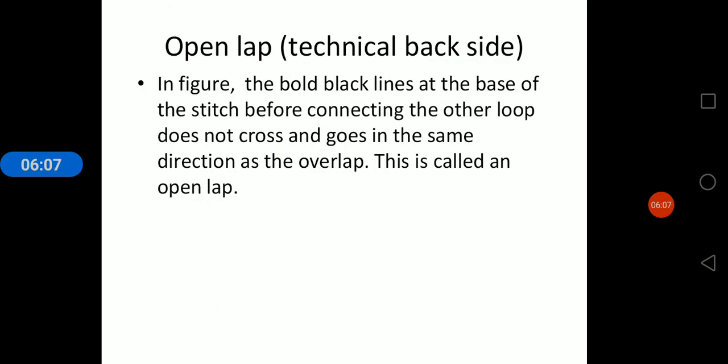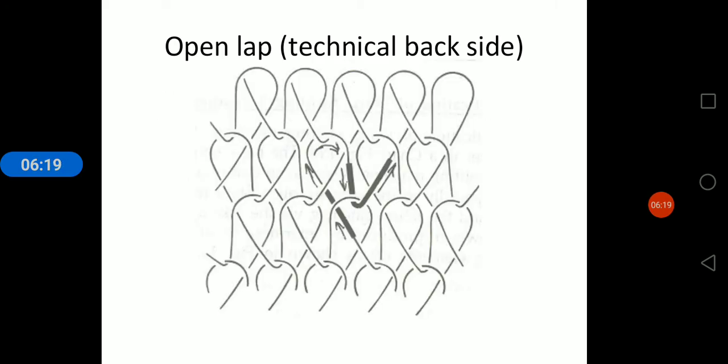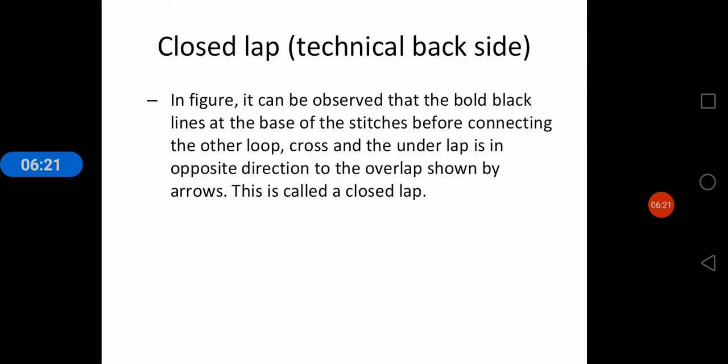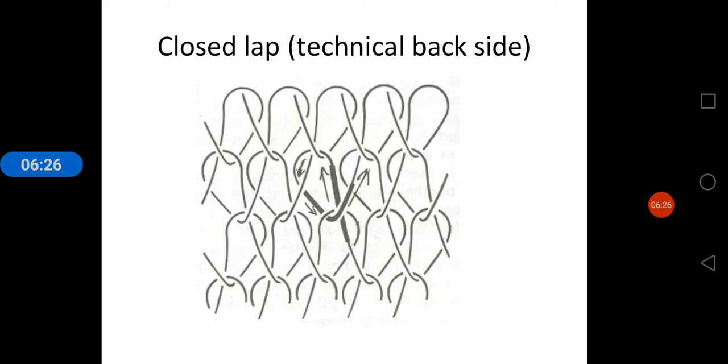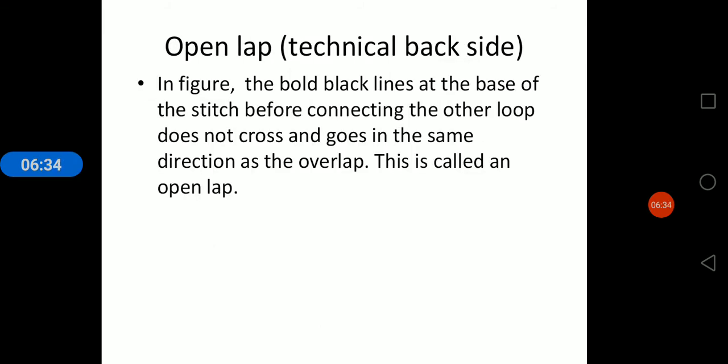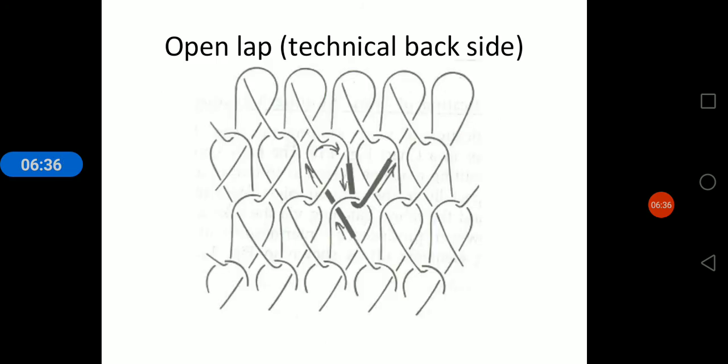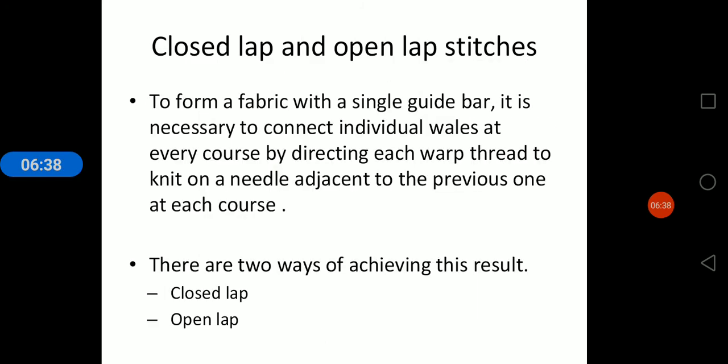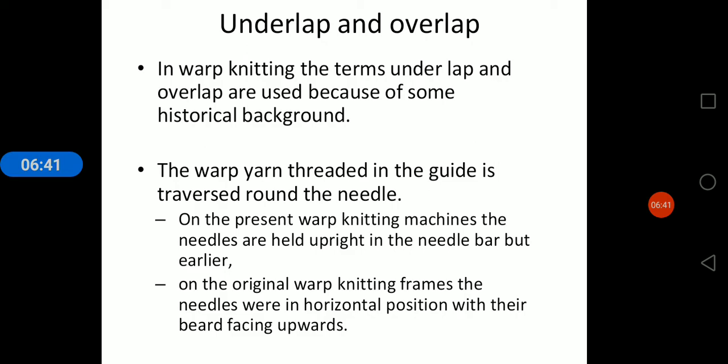In open lap, in the figure the bold black lines are the base of the stitch before connecting the other loop. It does not cross and goes in the same direction as the overlap. This is called an open lap. In this figure, there is a very clear closed lap and open lap. The underlap and overlap are a very essential part of warp knitting machines.